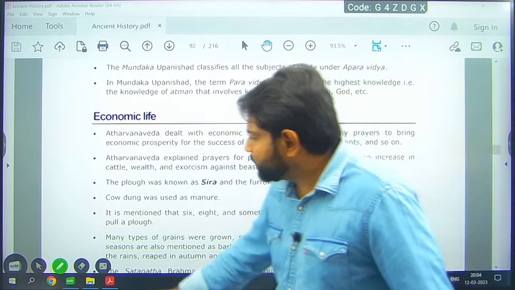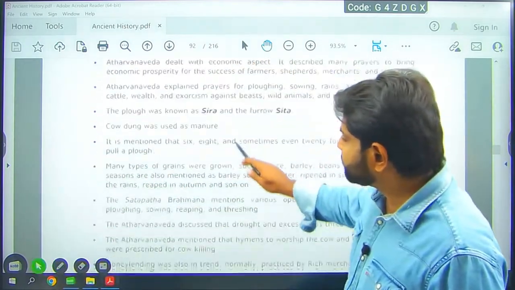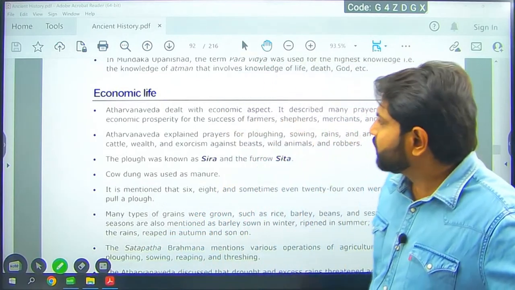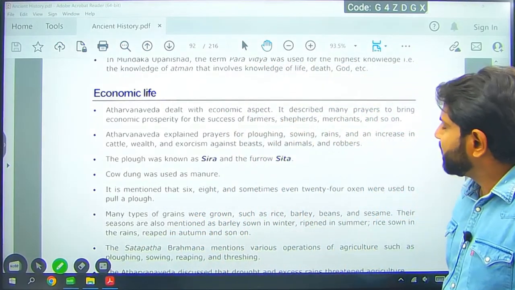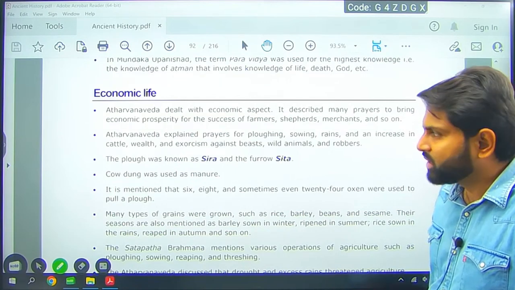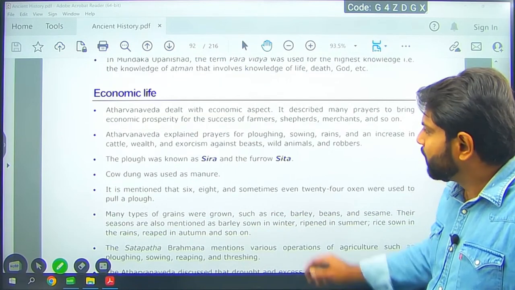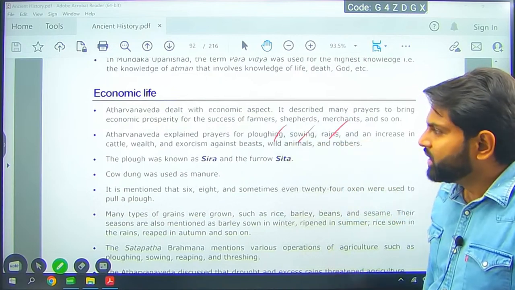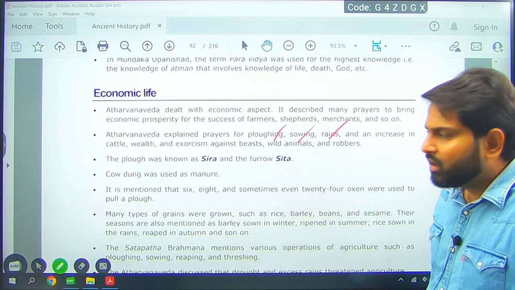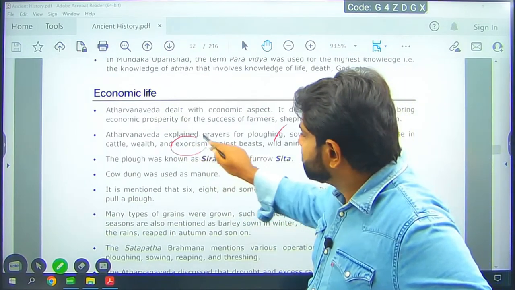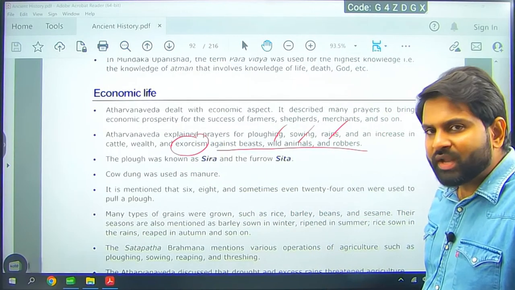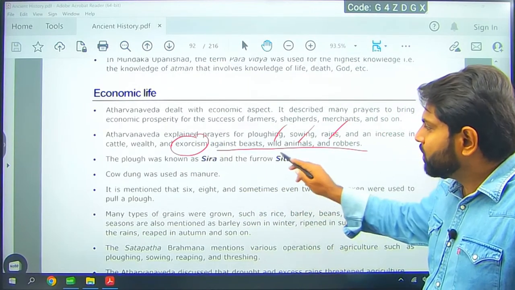So coming back to economic life, the Atharvana Veda dealt with the economic aspect. It described many prayers to bring economic prosperity to farmers, shepherds, merchants, etc. This explained plowing, sowing, rains, increased cattle wealth, exorcism against beasts, wild animals and robbers. Exorcism, the belief system. The plow was known as Sira and the furrow Sita.